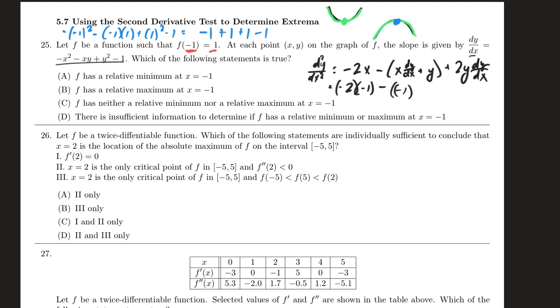So the derivative is 0, so when I plug that in, it's going to be 0 plus y, which is 1, plus 2 times 1 times 1. So this part's going to go away. This gives us positive 2 minus 1, which equals 1. So when I plug all this in, I end up getting a positive value for my second derivative. That means it's concave up, so I have to get a minimum for my graph. So I have a relative minimum for my function.